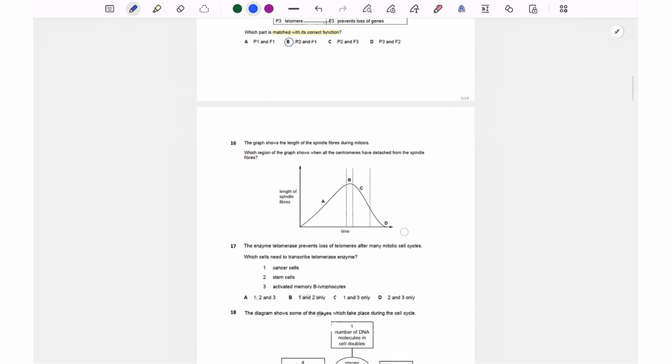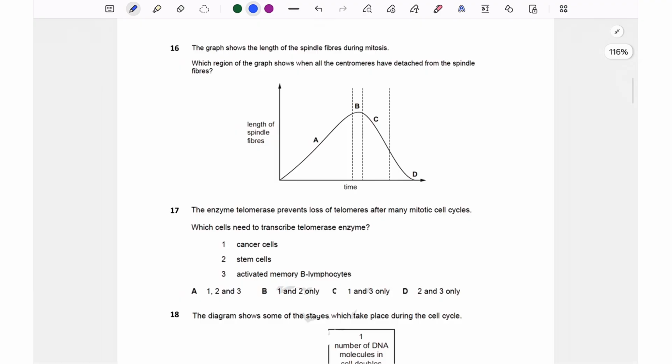The next page. The graph shows the length of the spindle fibers during mitosis.